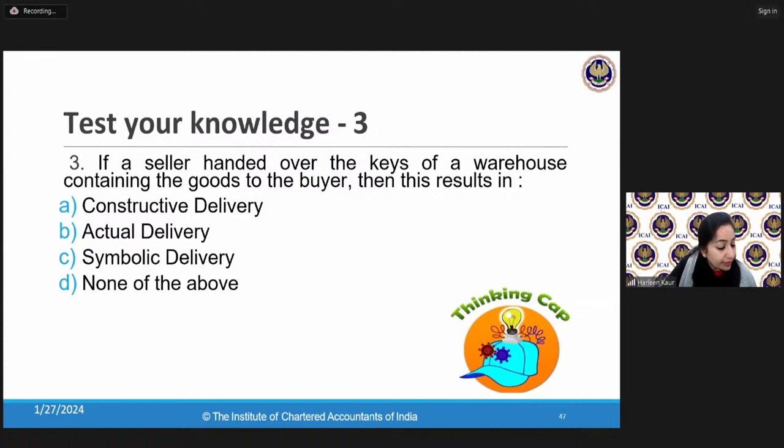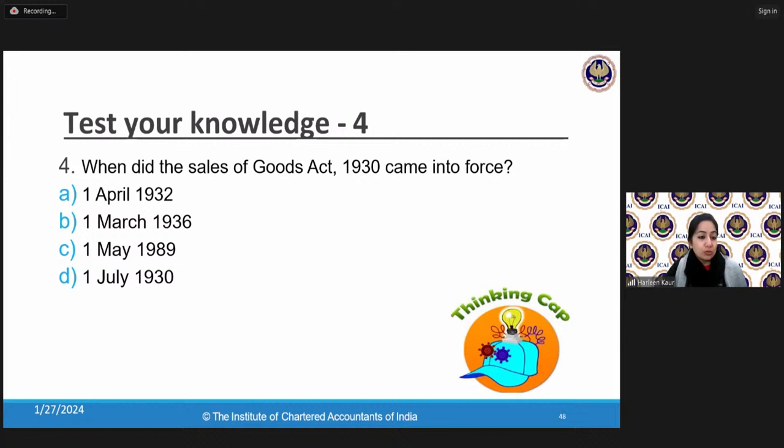So if a seller handed over the keys of the warehouse containing the goods to the buyer, then it results in, 100% correct answer, symbolic delivery. That's absolutely correct. It should not be constructive delivery because constructive delivery, we have to have the acknowledgement. Okay. All right. Let's move to another one. This is fairly correct. Okay. When did the Sale of Goods Act 1930 come into force?